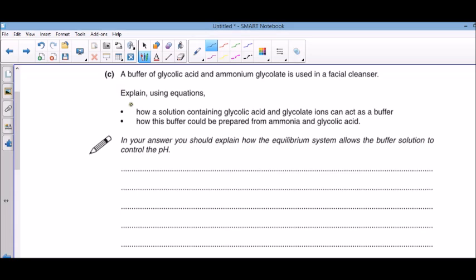Part C of question 3 is a buffer question. If you've watched the tutorial video on buffer questions, then this should be a dream for you. If you've not watched that tutorial, then please do go and do that. However, let's have a look at what we're going to say.